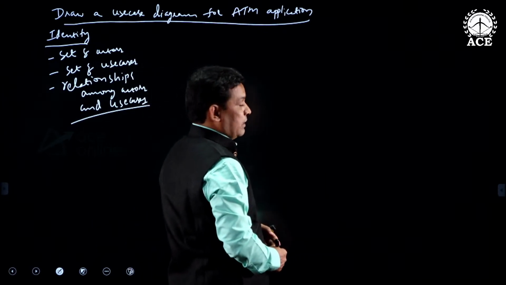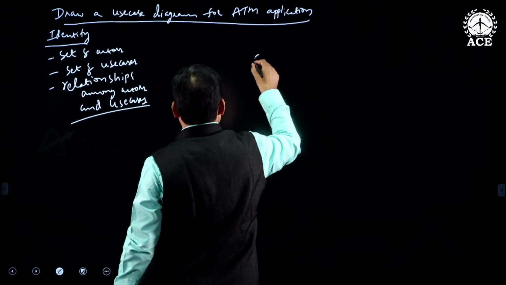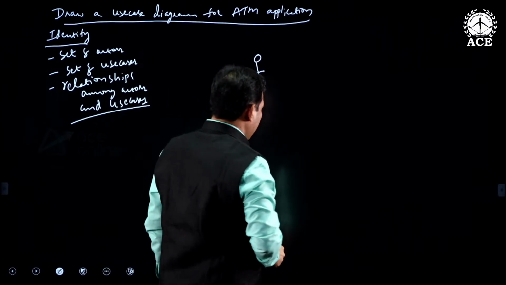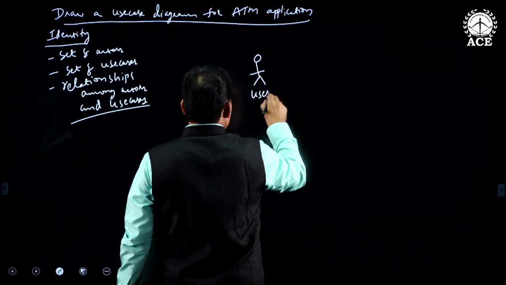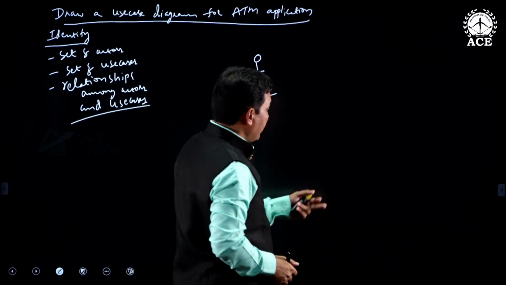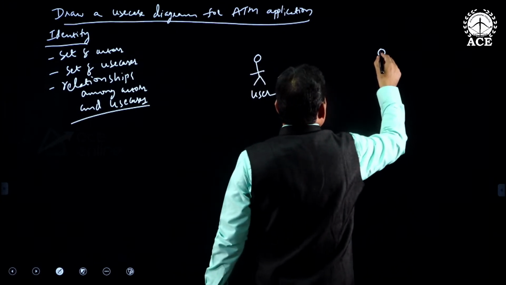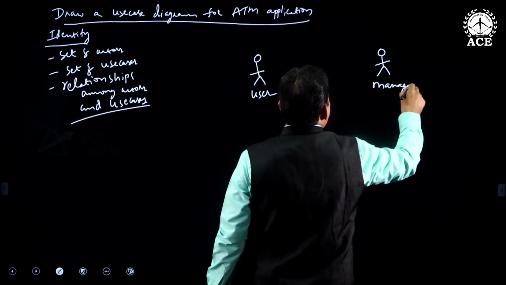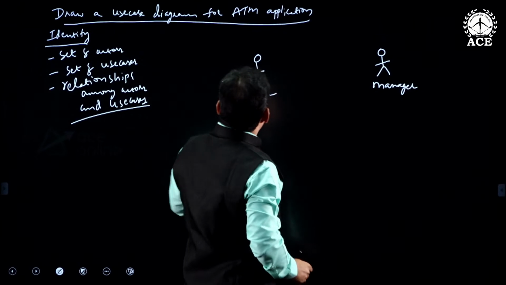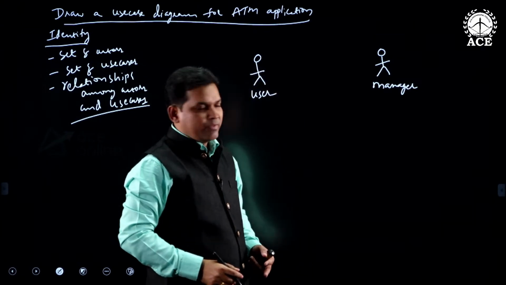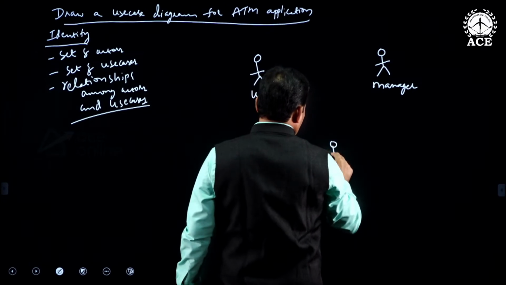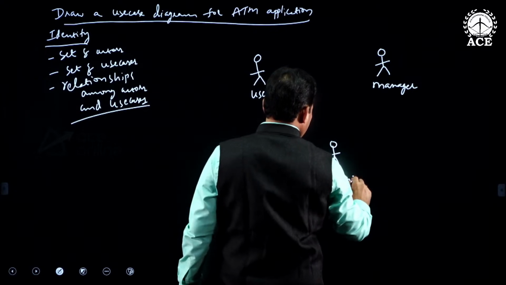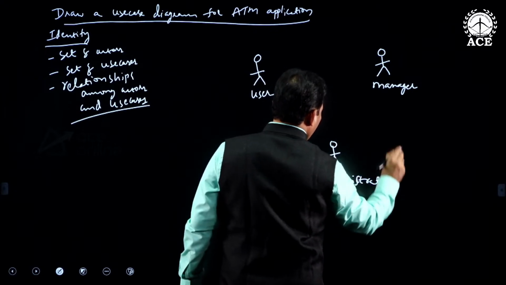What might be the actors for the ATM application? ATM user. This is the graphical representation of an actor in UML. The ATM user is one of the actors, right? Who might be one more actor here? We are talking about an ATM application, a banking application. So the manager might be one of the actors. And if the banking system is giving any kind of problem, who is the troubleshooter here? So the administrator might be one more actor, the administrator.